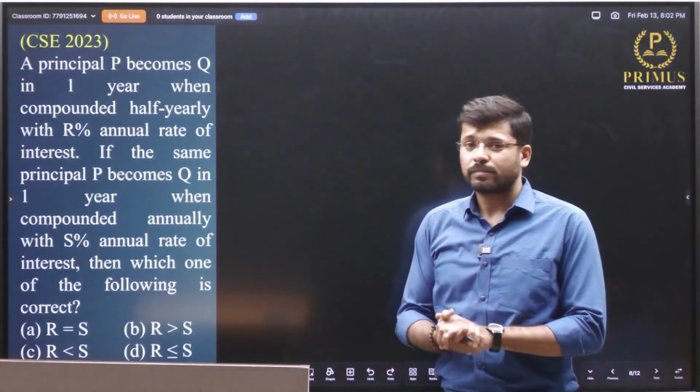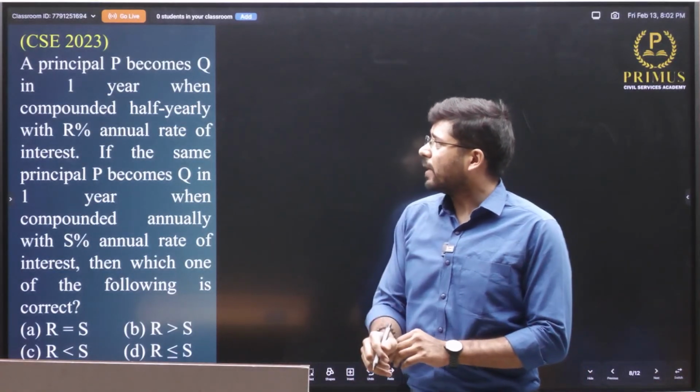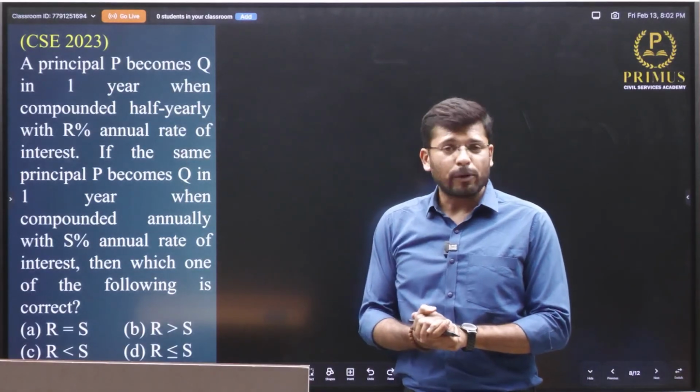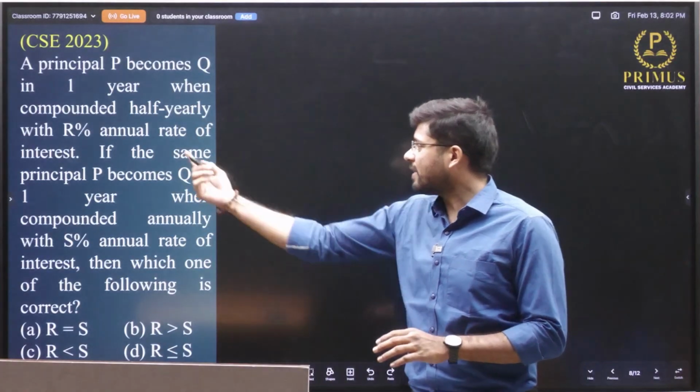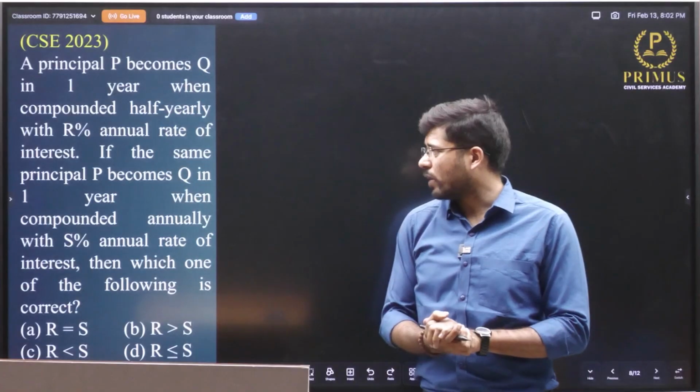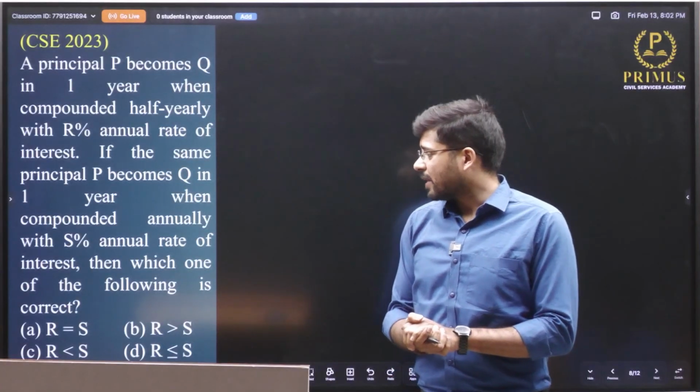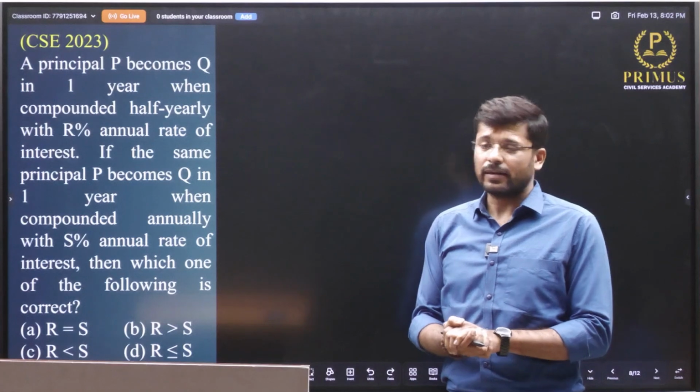This is the question. A principal P becomes Q in 1 year when compounded half yearly with R% annual rate of interest. If the same principal P becomes Q in 1 year when compounded annually with S% annual rate of interest, then which of the following is correct?